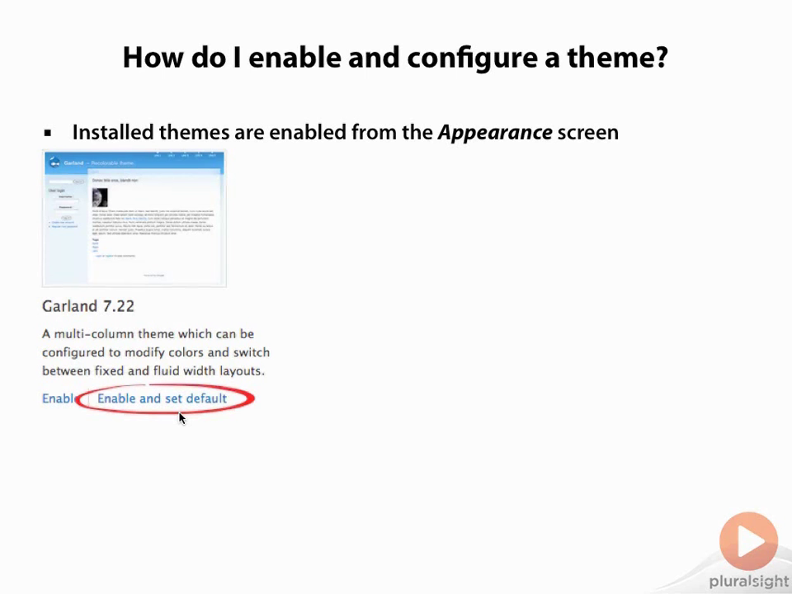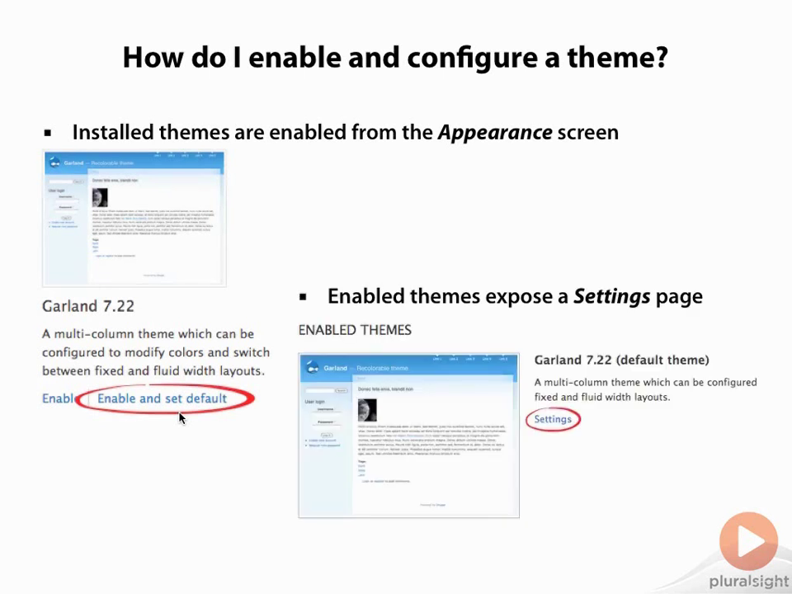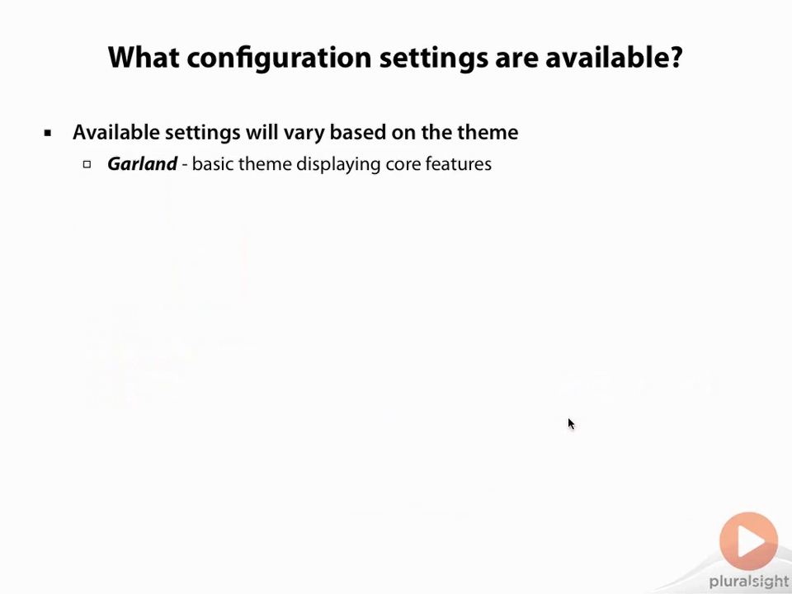Now, at the same time, the idea of having multiple themes enabled does mean they're simultaneously cached in memory, and you would not want to leave themes enabled that you weren't actually using. Otherwise, you would overburden your system cache. So, once a theme is enabled, there will be a settings page available for it, which you can access from this link. Now, what configuration settings are available is going to vary based on the theme that's in use.